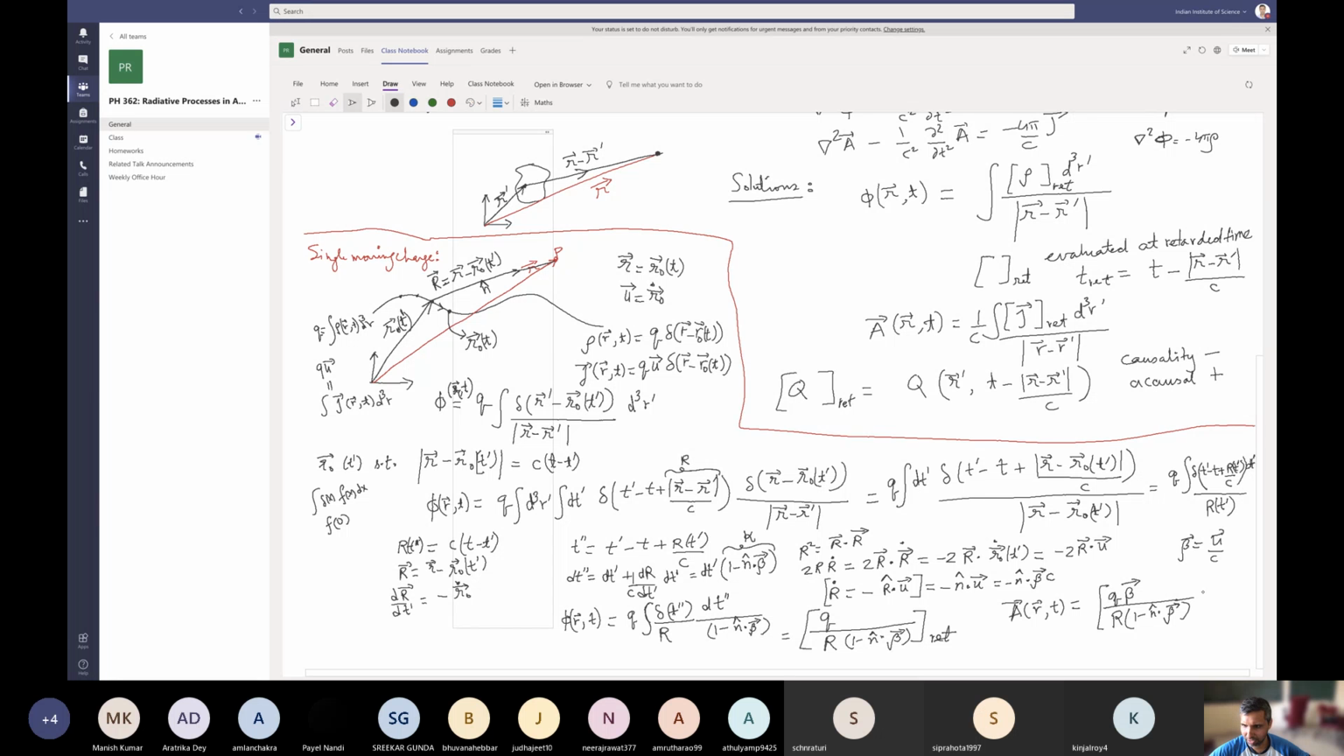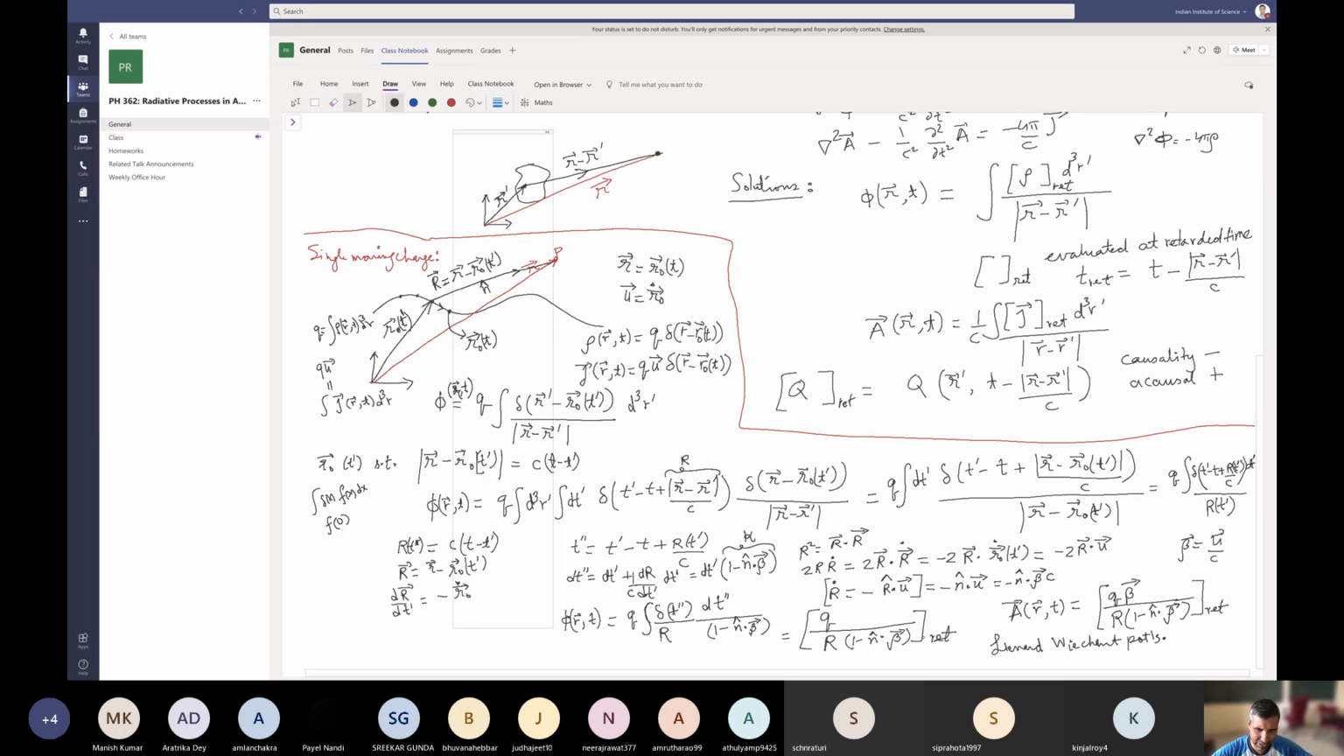Again, this is evaluated at the retarded time. Okay, so this is the vector potential, this is the scalar potential. Once you know these at a given position and time, you can take the partial derivatives and curls and gradients and get your electric and magnetic fields. So these are called the Liénard-Wiechert potentials, or retarded potentials. Okay.